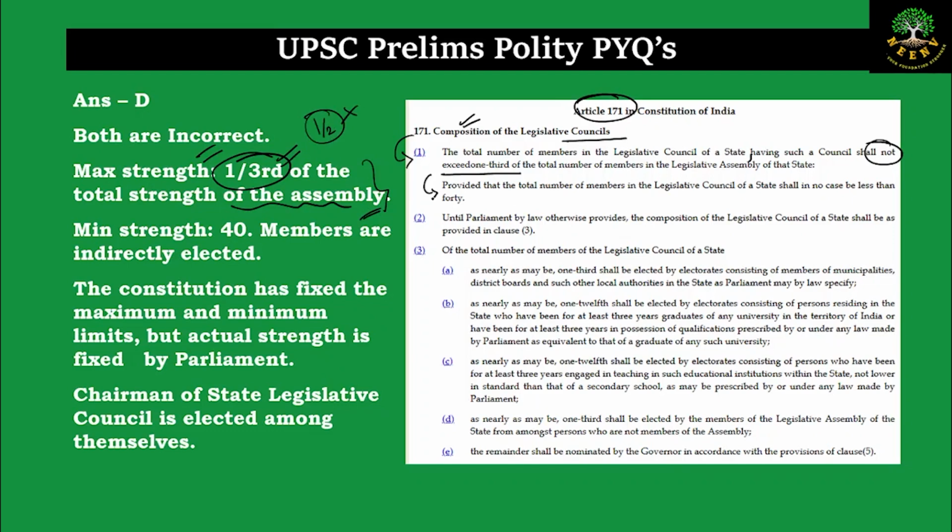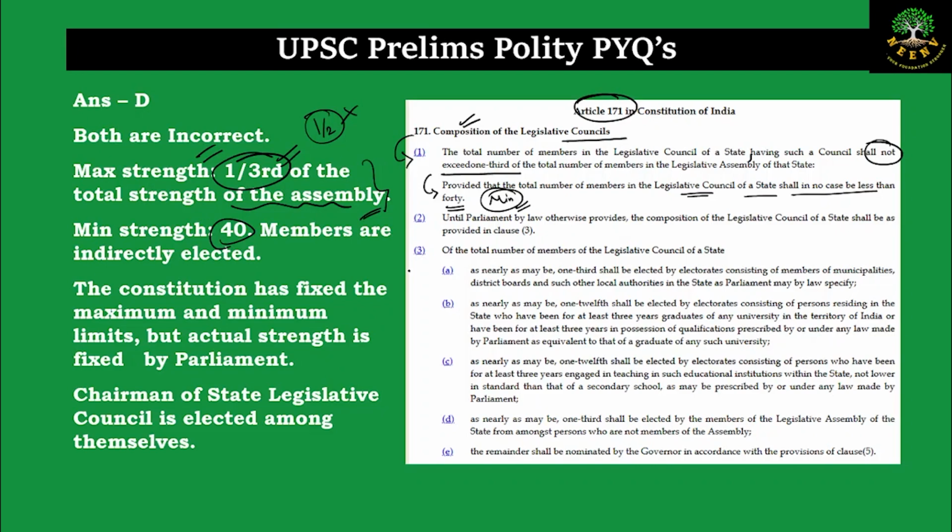The clause also says, provided that the total number of members in the Legislative Council of a state shall in no case be less than 40. So this is the minimum strength which is prescribed by the Constitution. In no case can it go below 40. That means the minimum strength has to be 40 members.